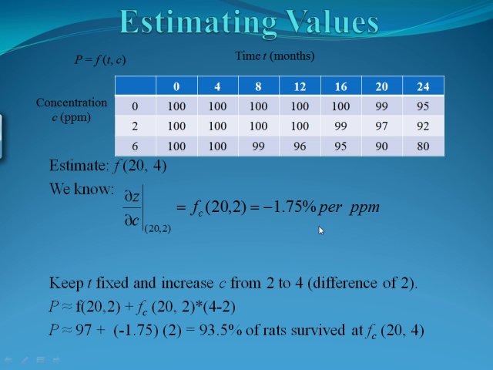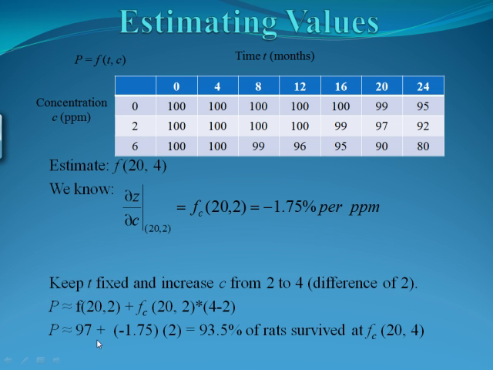So what we can do, like I said, which is similar to local linear approximation, is we can take the value at 20, 2, which is 97%, and then add to that the partial derivative, the rate of change with respect to c, times how many spaces we've moved from c. So the new concentration we want minus the concentration we use, so 2 units.